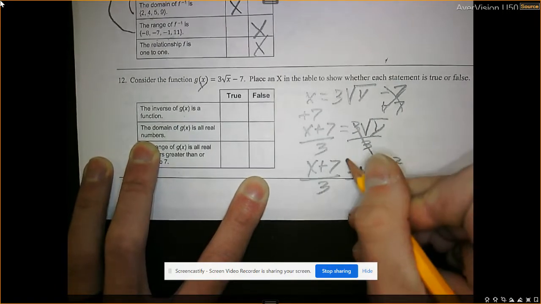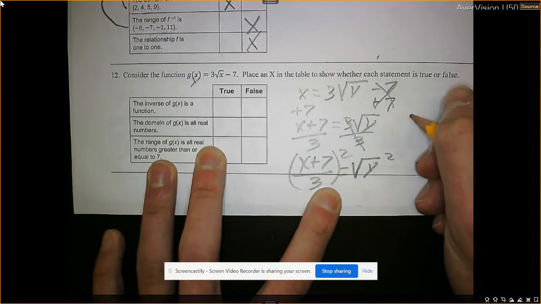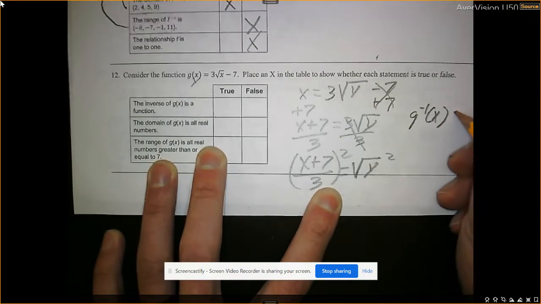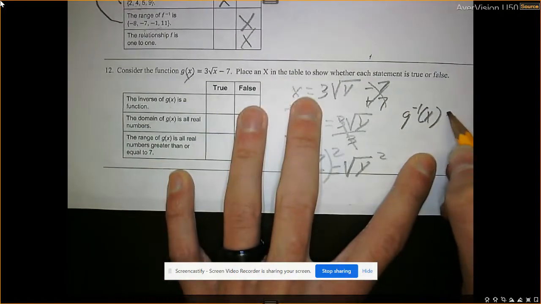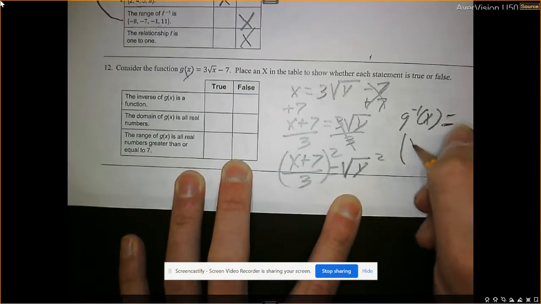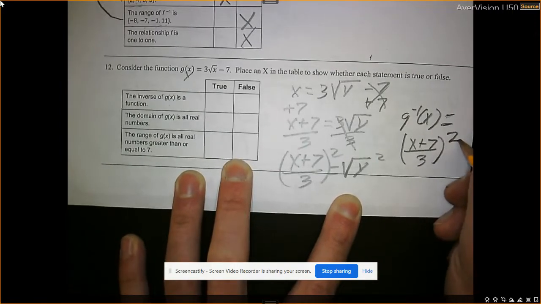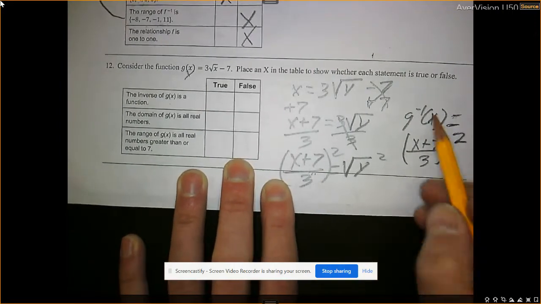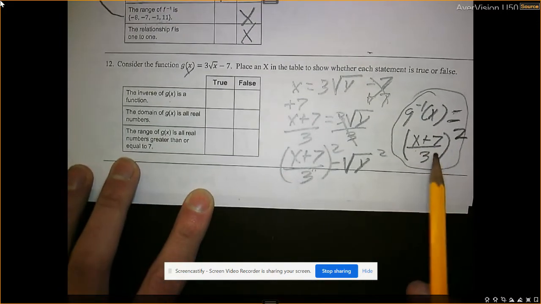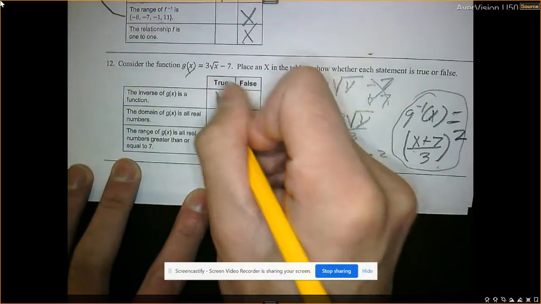Then I have to square both sides. What I do to one, I have to do to everything on the other. So I get y, but remember, y is just my inverse of x. Since we're done, I'm just going to write it as that, and I totally did not leave enough room. But it equals, we'll just do it right below, x plus 7 over 3 squared, right? That's what it is. Okay, so this is our inverse. This is totally a function. X plus 7 over 3 squared, that's a function, so that's true.